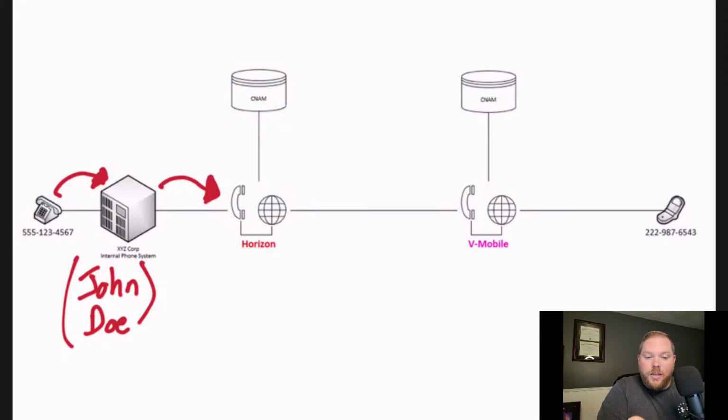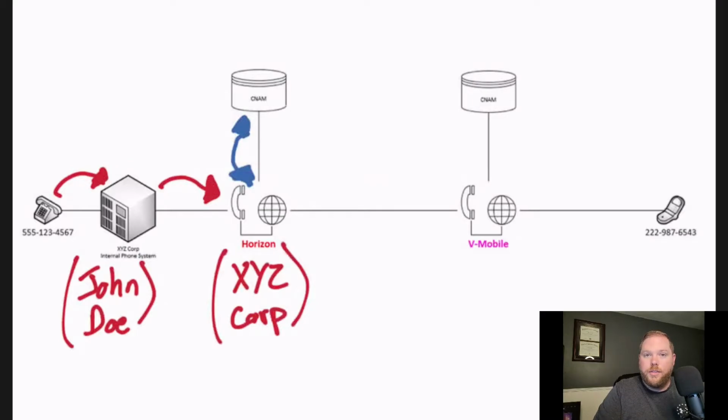Now, Horizon's going to do something here called a CNAM dip. They're going to dip into their database and they're going to say, hey, what is the name that we have on record for 555-123-4567? Typically, what you're going to see here is John Doe's going to get replaced by XYZ Corp, right? So now, this is what the phone call says: XYZ Corp rather than John Doe.